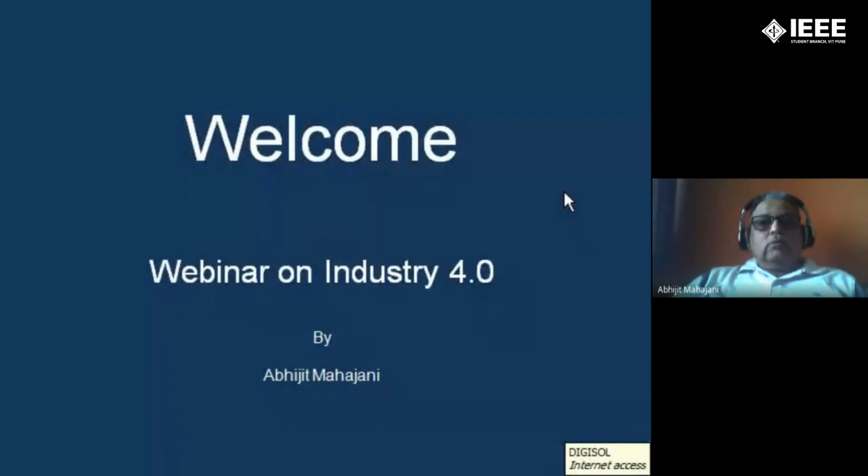But it would be more of an introduction, which would help you to understand what Industry 4.0 is and to understand what is the core of Industry 4.0. Right. So from here we move ahead.